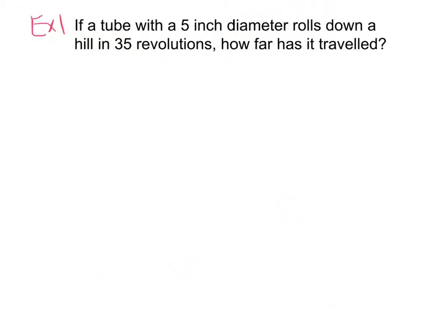For example 1, it says, if a tube with a 5-inch diameter rolls down a hill in 35 revolutions, how far has it traveled? Go ahead and pause the video and copy down these directions, and when you're finished, unpause the video. Okay, the first thing I would do is note that they're giving me a shape, they're giving me information about that shape, and then asking a very specific question in relation to how many times that shape is rolling down a hill.